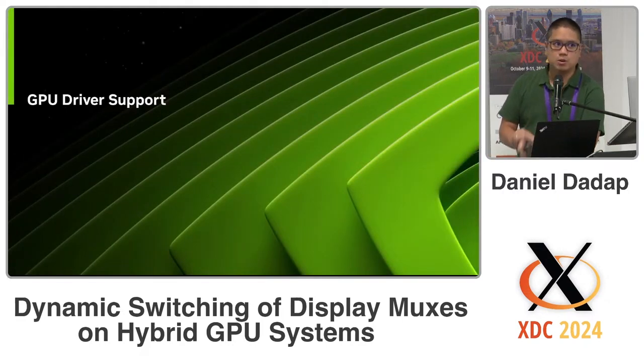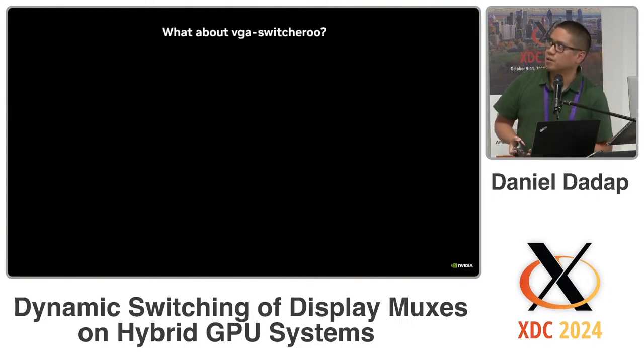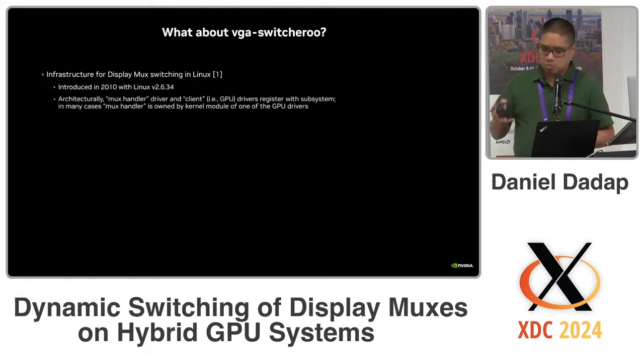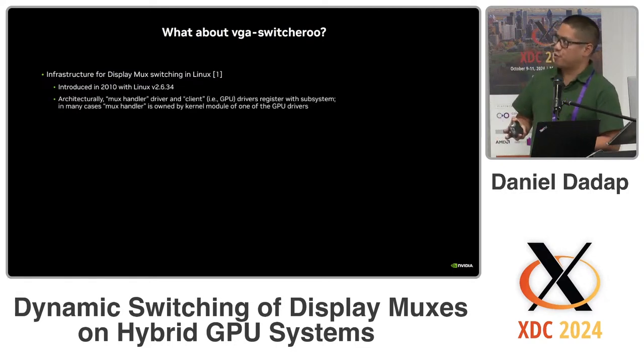So I did talk a little bit about how we're going to need some infrastructure for GPU drivers in order to support this, besides the work in the GPU drivers themselves. What is that infrastructure going to look like? Well, it turns out we have something in Linux already. It's called vga-switcheroo. It's been with us since 2.6.34, so quite a while now. And on the surface level, it seems kind of perfect for what we need.